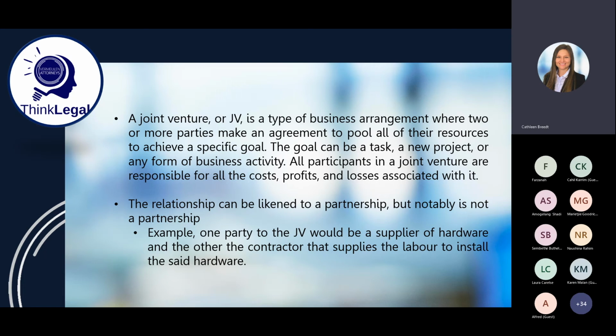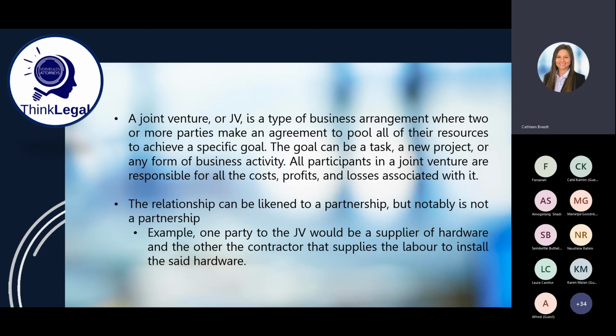The relationship can be likened to a partnership, but notably, it's not a partnership. Example of a JV is where one party supplies the hardware and another party supplies the installation of that hardware. In other words, the labor. To give you a more layman's idea of what it is, a JV literally is two companies working together to do a specific project because the one company wouldn't have been able to do it on their own. And then obviously, in terms of that project, if there are profits, you have to decide how the profits will be divvied. It doesn't have to be half-half.